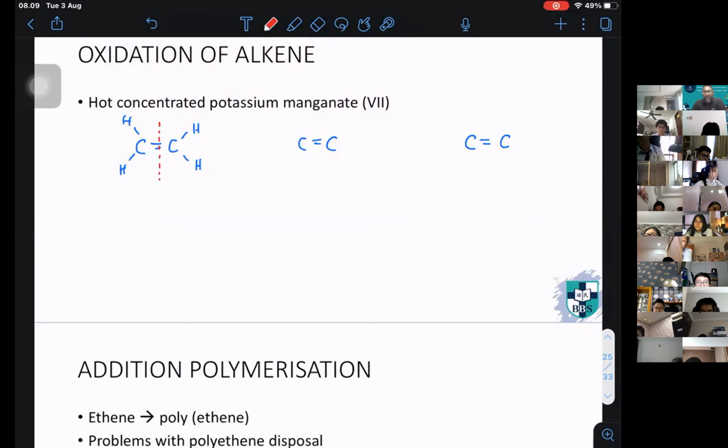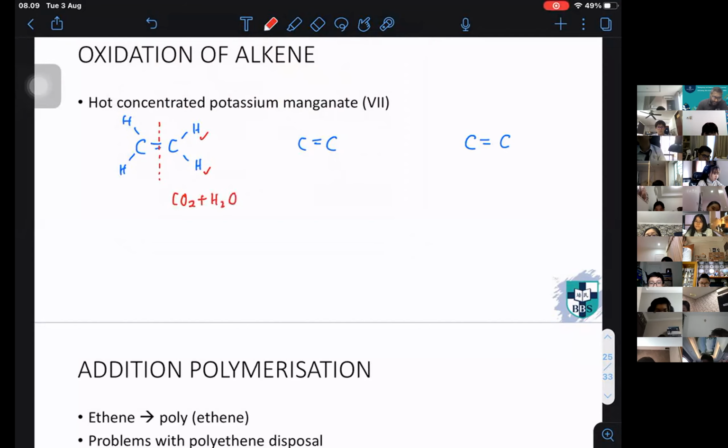Okay, and the moment that you see carbon attached to hydrogen and hydrogen, you will form carbon dioxide and water. No need to know the equation, not required in your syllabus. On my left hand side, automatically also the same, carbon dioxide and water. So that's the first situation. Okay, that's the first situation.